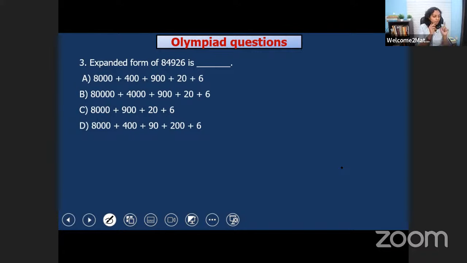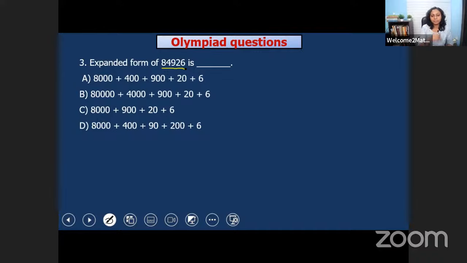You see, whenever you have big numbers and you have to write the expanded form, the first thing you have to do is count the digits first. Okay, count the digits and start writing the expanded form from the highest place, and that is important. You have to write from the highest place. Okay, so here we have 84926.